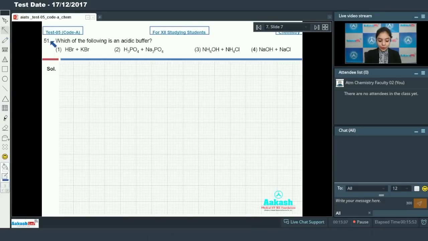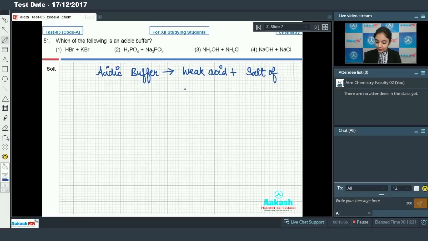Question number 51, which is related to the buffer, and you have to identify which of the following is an acidic buffer. So first of all, students, tell me what do you mean by acidic buffer. An acidic buffer is a mixture of weak acid and salt of its acid with strong base. So this is the acidic buffer.